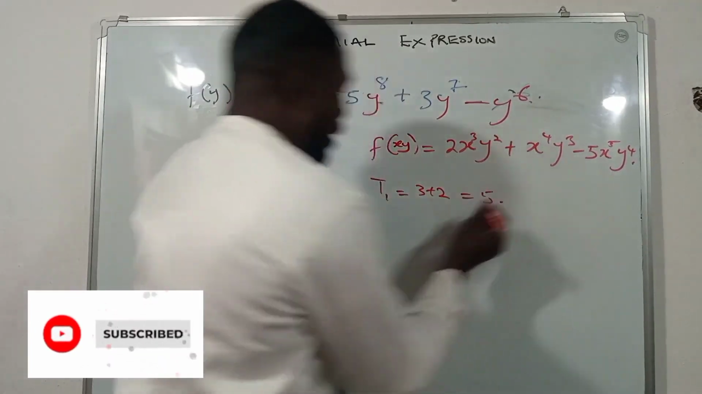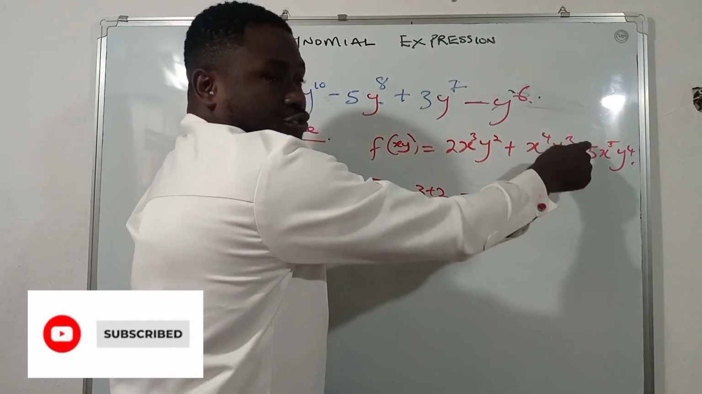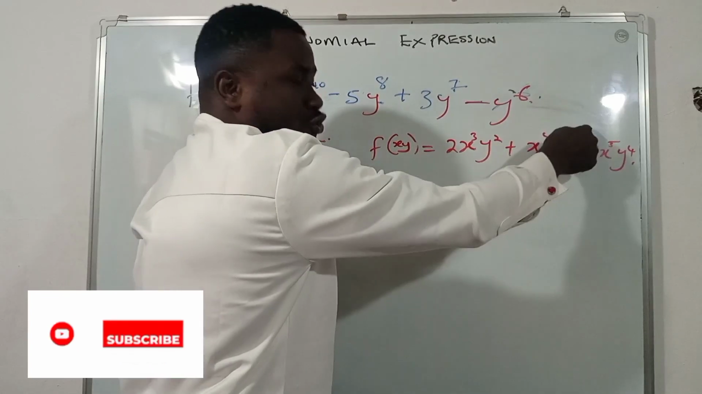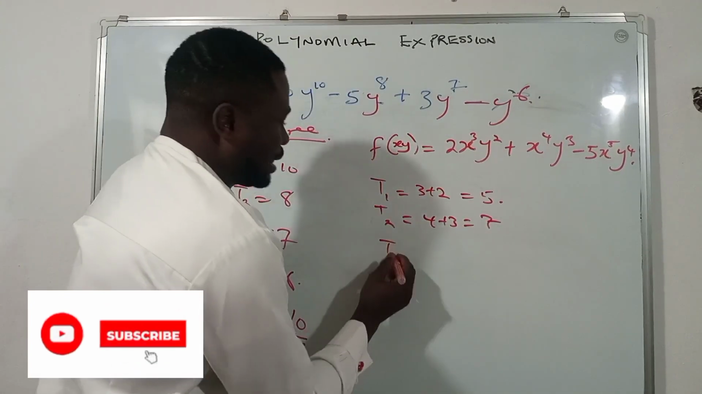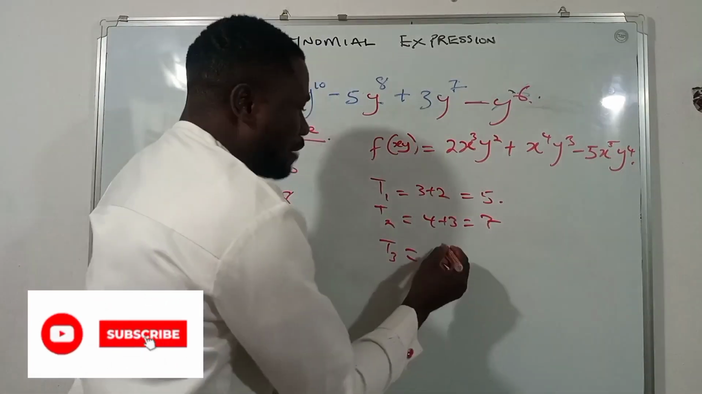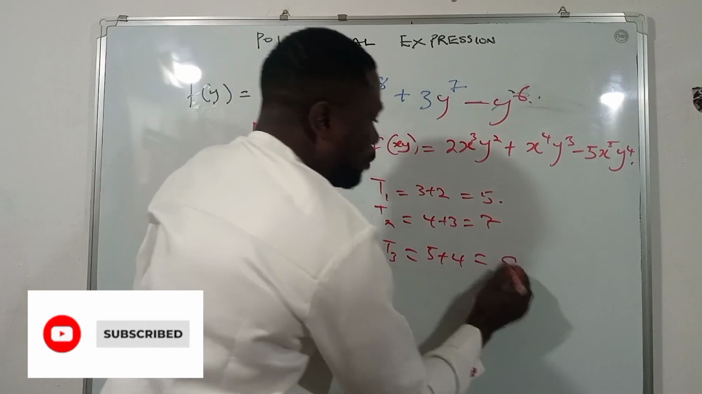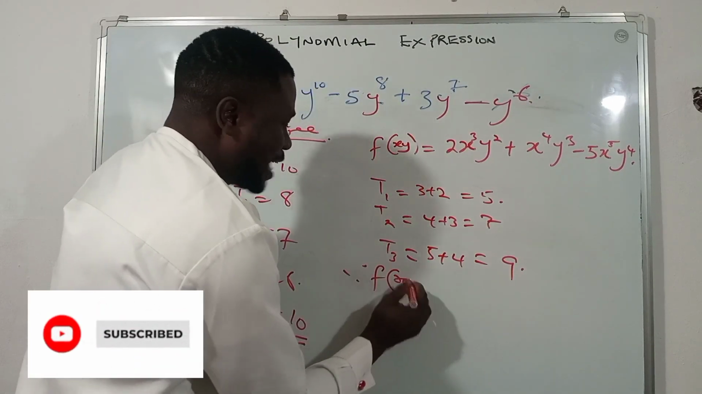That will be equal to 5. For the second term, what do we see? The power of x is 4, y is 3. So this will be 4 plus 3, and that will be 7. For the third term, the power of x is 5 and y is 4. So that will be 5 plus 4, and so that will be 9. Now we can say, therefore, the degree of the expression.